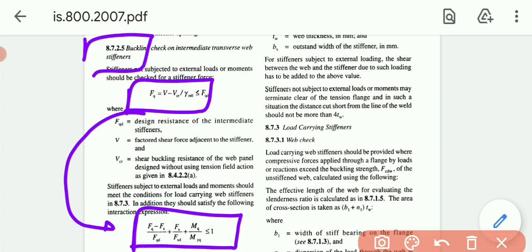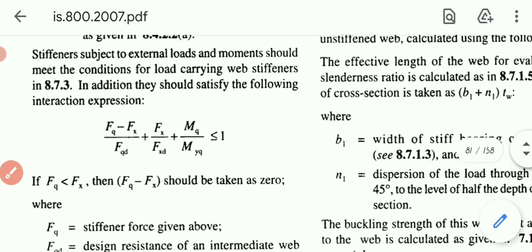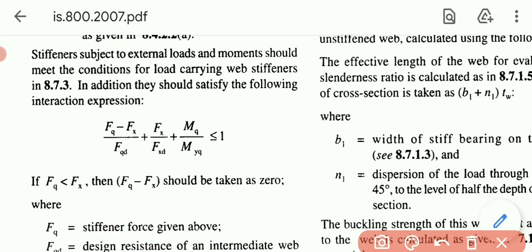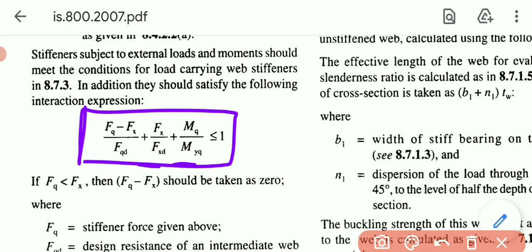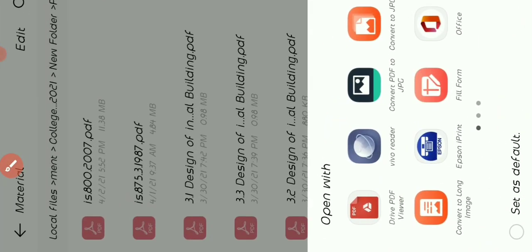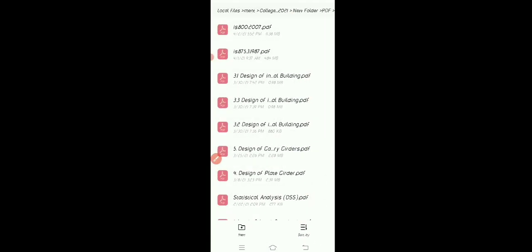Fq minus Fx divided by Fqd plus Fx divided by F. Let me zoom in. Fx divided by Fxd plus Mq divided by Myq should be less than or equal to 1. But this formula can be used only when there is a factored point load acting on the girder. Right now in our plate girder, a factored point load is not acting, so we should avoid this check.